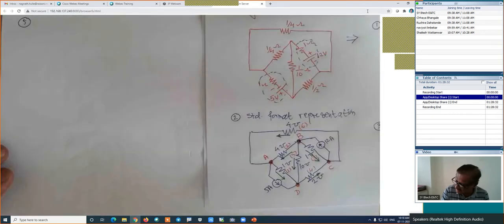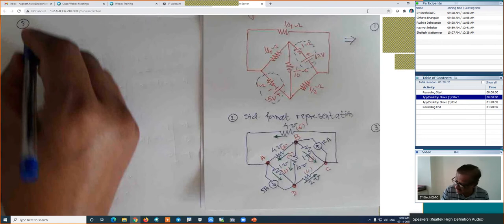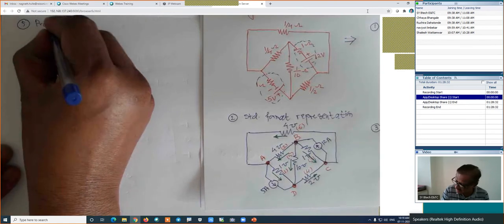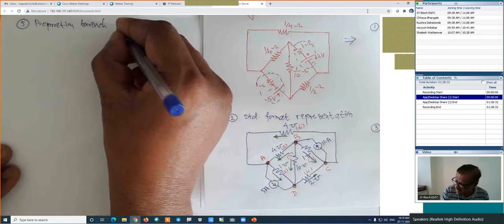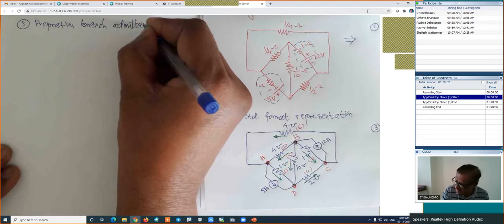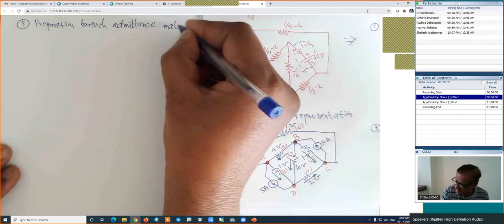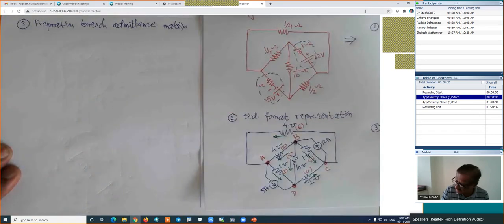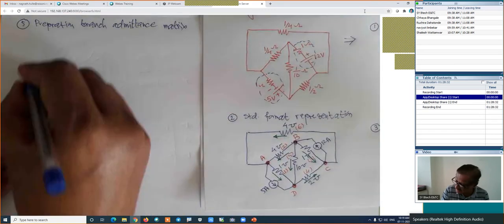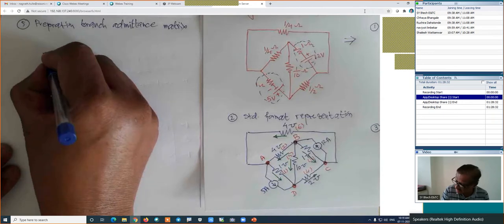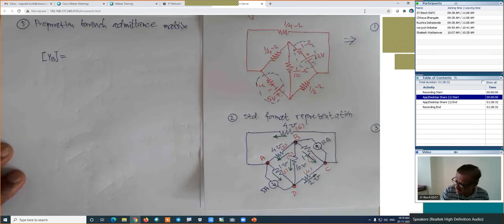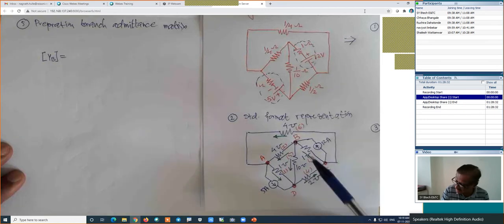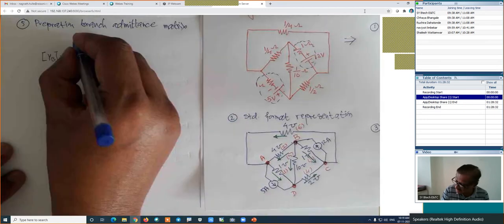The next step is step number 5, which is the preparation of the branch admittance matrix. This matrix is represented by the symbol YB. What is the order of this matrix? B cross B, where B is the number of branches. How many branches do we have? We have branch number 1, 2, 3, 4, 5 and 6. So the order will be 6 cross 6.